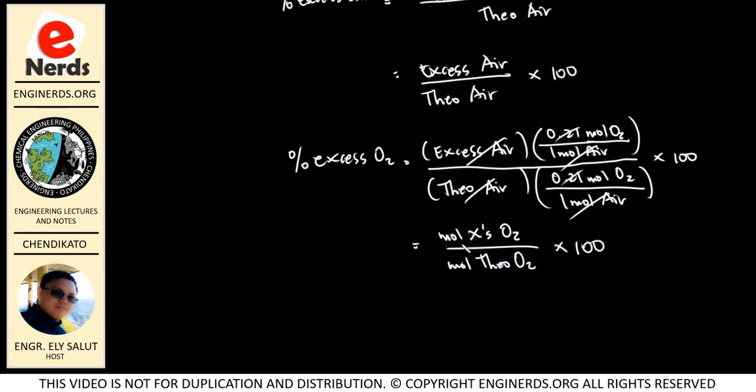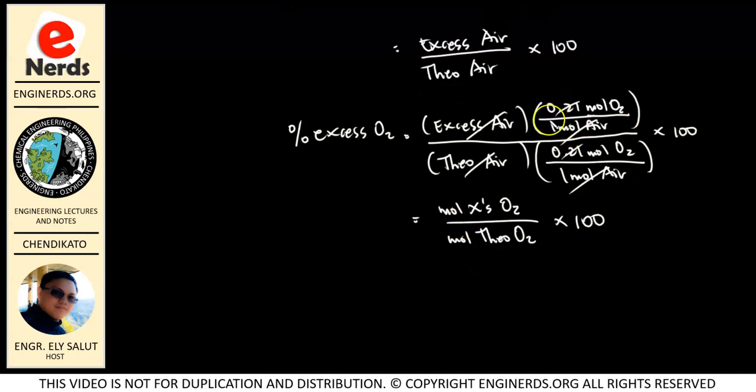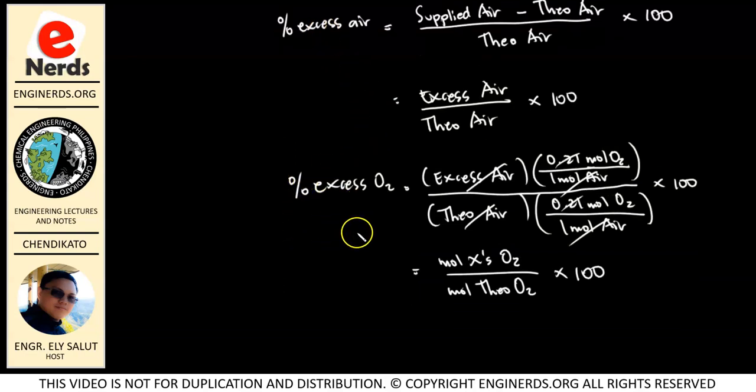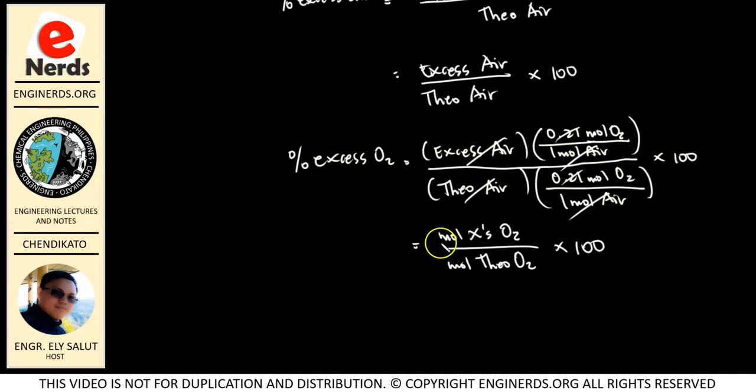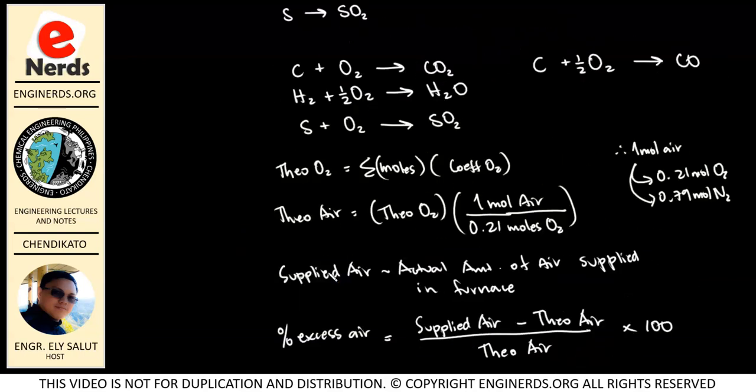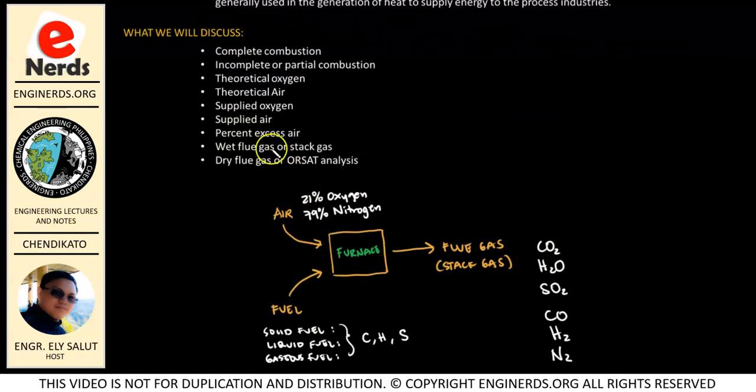Okay, so pareho lang siya actually, kasi na-cancel out naman yung 0.21 natin sa numerator and denominator. So, percent excess air is also equal to the percent excess O2. So, yan ang ating formula dyan: mole of excess O2 over mole of theoretical O2 times 100. Okay? So, next, ano naman tong wet flue gas or stack gas?